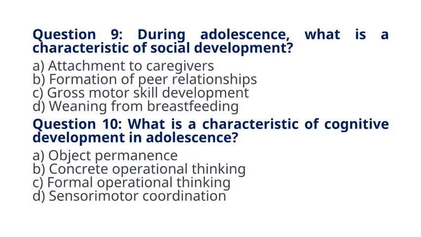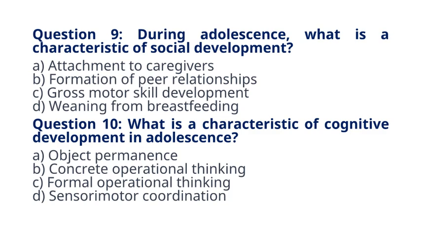Question 9. During adolescence, what is a characteristic of social development? A. Attachment to caregivers. B. Formation of peer relationships. C. Gross motor skill development. D. Weaning from breastfeeding. The correct answer to question 9 is option B. Formation of peer relationships. Explanation: adolescents begin to form strong peer relationships as a part of their social development.